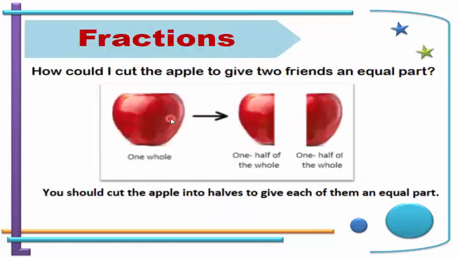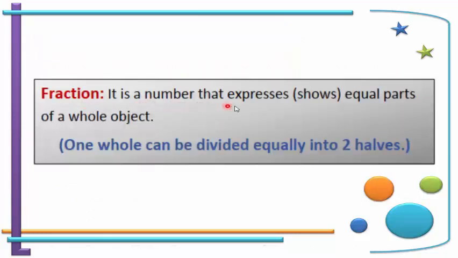Fractions. How could I cut the apple to give two friends an equal part? You should cut the apple into halves to give each of them an equal part. One whole divided into one half of the whole and one half of the whole. Fractions, it is a number that expresses equal parts of a whole object. One whole can be divided equally into two halves.